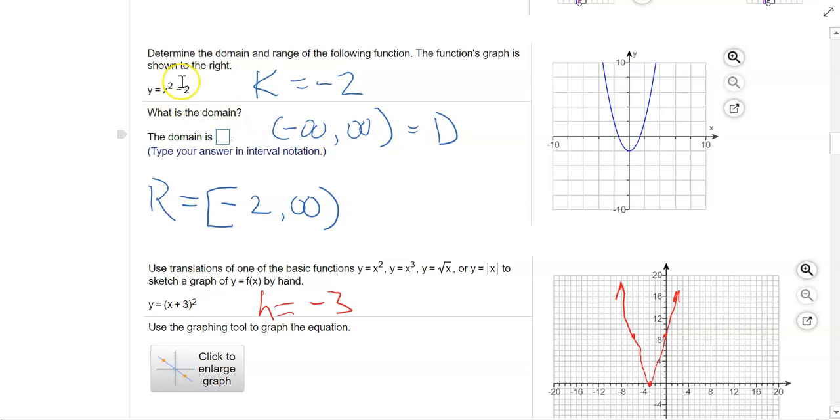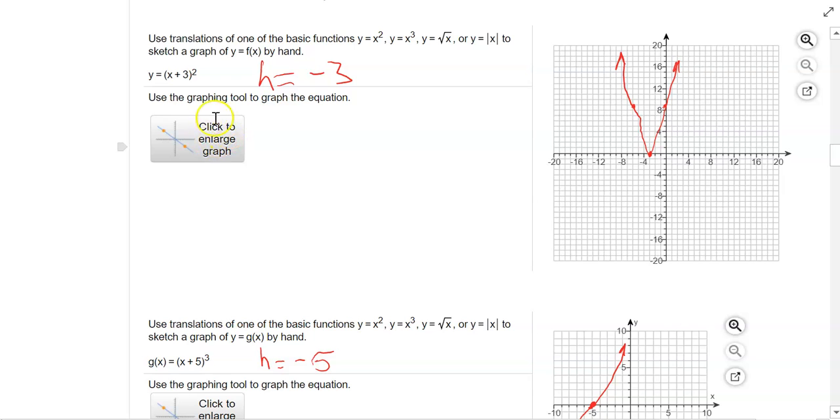Next one, we have a square function, and we have a k value of -2, so we're simply moving it down 2 as illustrated here. It's asking us what our domain is. It is obviously -infinity to infinity because I can plug in any x value. But we also see we do have a bottom floor here at -2. So we need to use a bracket there, -2 towards positive infinity, and that is our range.